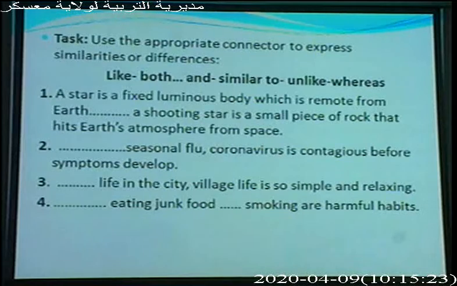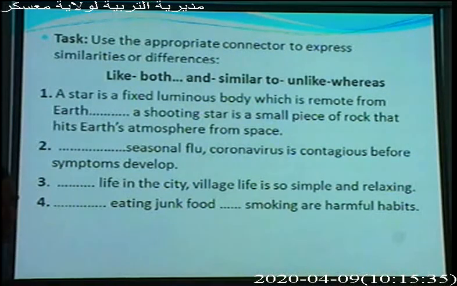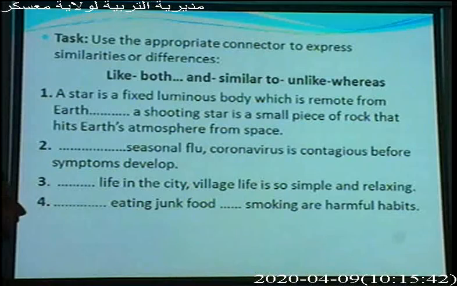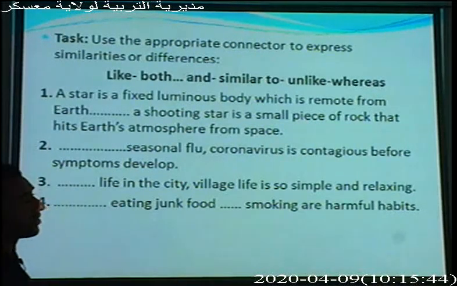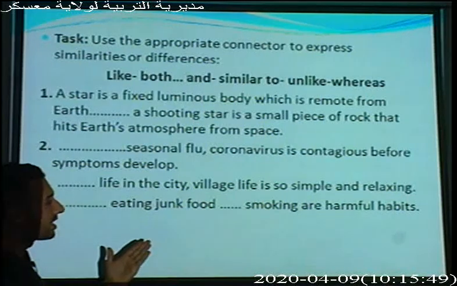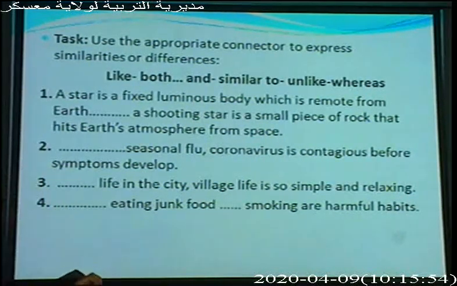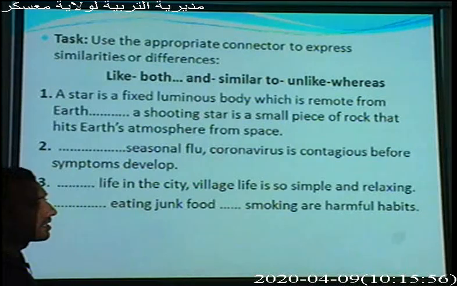The third one: unlike life in the city, village life is so simple and relaxing. We all know that life in the city is something, and life in the village is something else. They are not alike too. So this is why we use unlike. And the last one: both eating junk food and smoking are harmful habits. Eating junk food is bad for us, and smoking is harmful too. So we utilize here both, and both eating junk food and smoking are harmful habits.